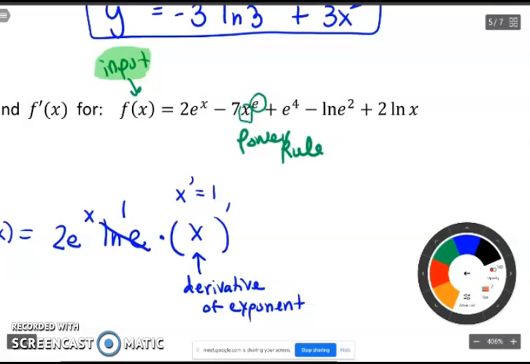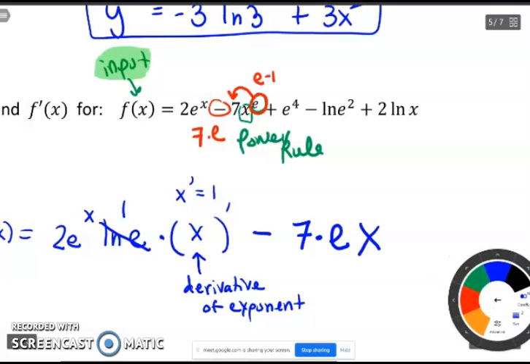My power rule says I drop the exponent down to the front and multiply with the coefficient. So I'm going to have 7 times e. I'm subtracting that term, so I'm really going to be subtracting 7 times e. I rewrite my base, which is a plain x. I decrease that exponent by 1. So it's just going to be e minus 1. And then I tack on the derivative of the base.